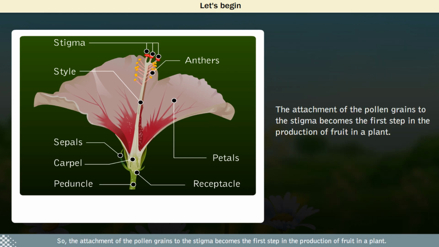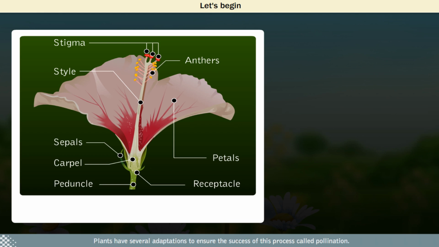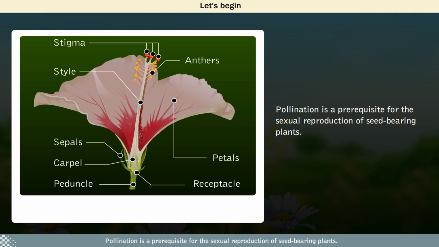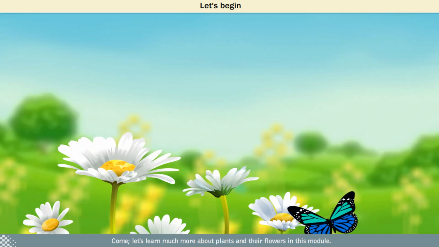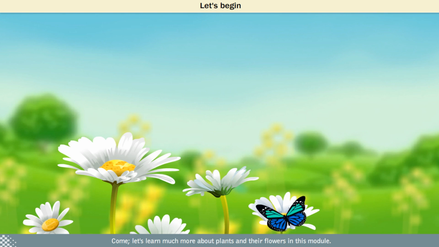So, the attachment of the pollen grains to the stigma becomes the first step in the production of fruit in a plant. Plants have several adaptations to ensure the success of this process called pollination. Pollination is a prerequisite for the sexual reproduction of seed-bearing plants. Come, let's learn much more about plants and their flowers in this module.